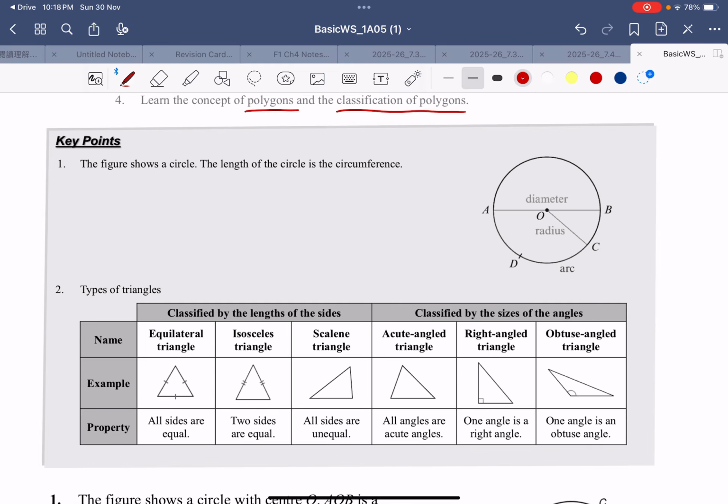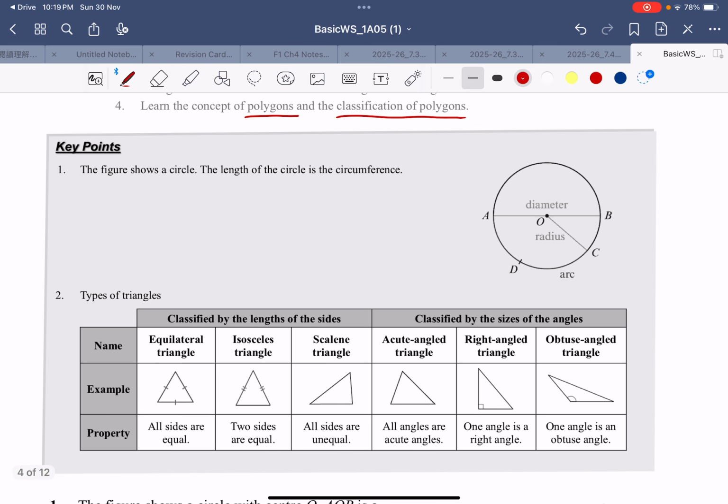Oh, this is a circle. And here we have the center O of the circle, center O. And then this is the radius. From O to any point on the circle, this is the radius. You can have this point to any point, and they are all the radius. All the radius are the same, actually, same size.